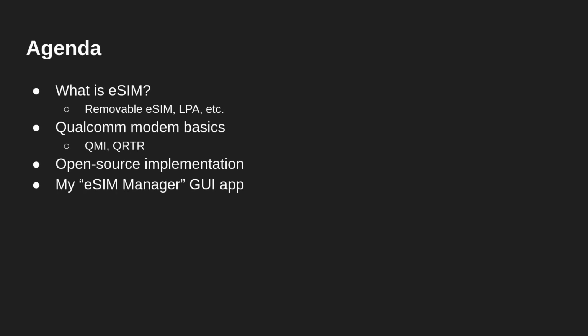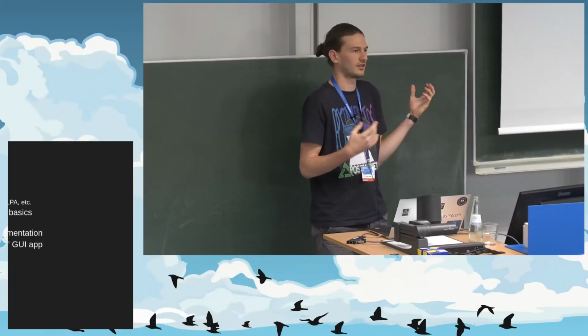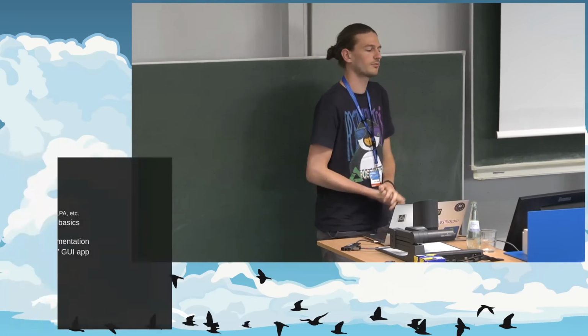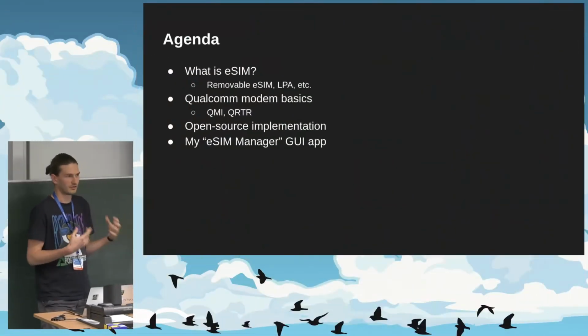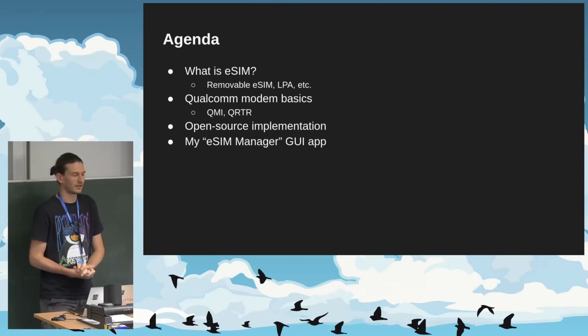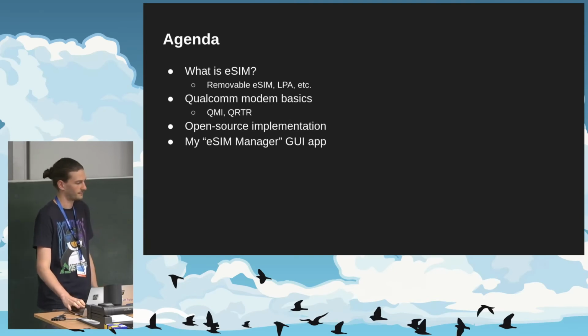Anyways, the topic of the talk: eSIM. We'll talk a bit about what eSIM is in general, covering removable eSIMs, LPAs, etc. Then the Qualcomm modem basics, so we can understand how eSIM management works on Qualcomm, so we're going to be talking about QMI and QRTR. Then the open source implementations of the LPA, the thing that runs on the phone, and then the UI that I've written on top of it.